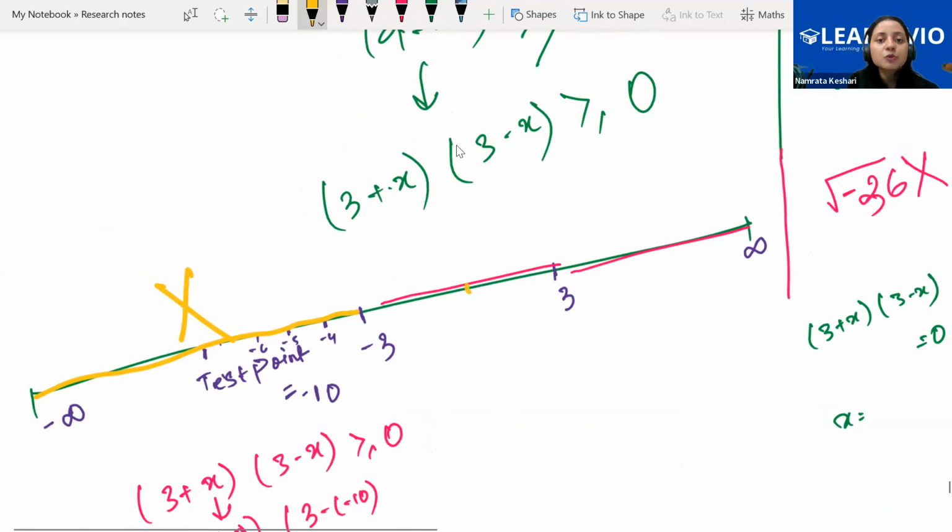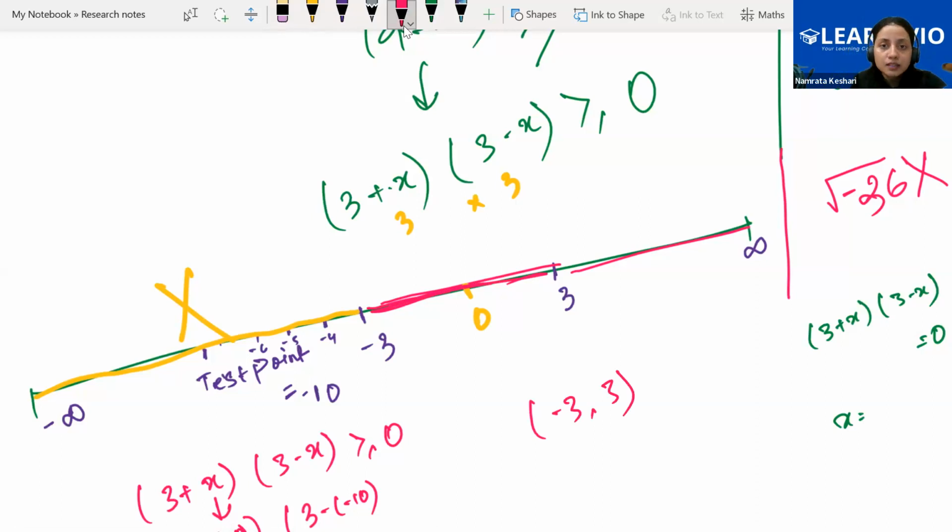You can take a test point 0 over here. That will be simpler. Now, when you substitute 0 in the first bracket, it will come out as only 3. 0 in the second bracket, it will also come out as only 3. Will it be true or false? True. So yes, we are going to take this region. In between minus 3 to 3, we can take this region.